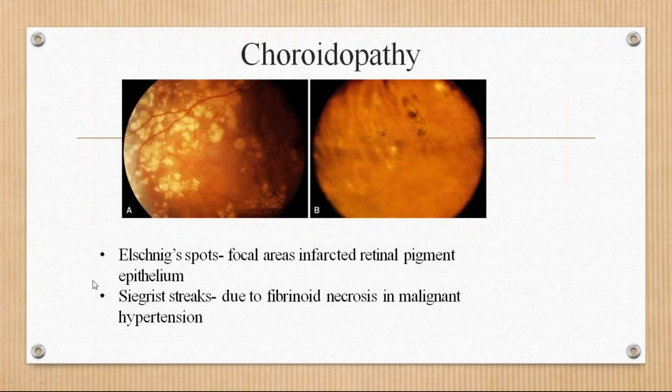Okay, and the second one is Siegrist streaks. You can see streaks like this, lines like streaks. This is fibrinoid necrosis, and you can see spots here, Elschnig spots. Retinal pigment epithelial infarction will be there at certain areas, which appear as Elschnig spots. So always remember, for choroidopathy there are two types, Elschnig spots and Siegrist streaks.